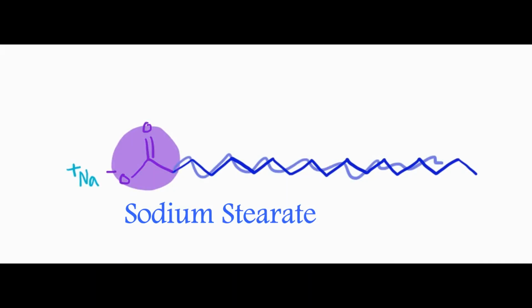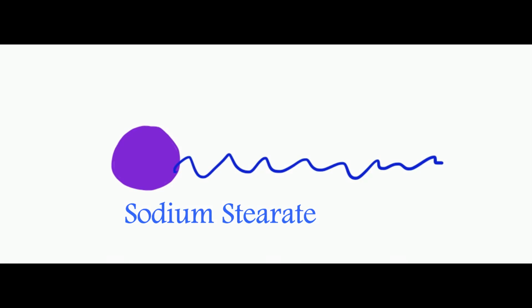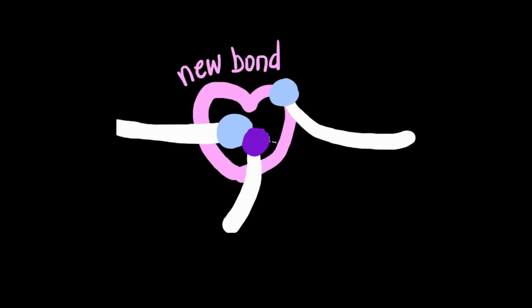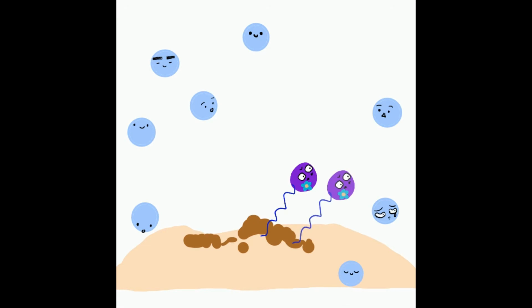Sodium stearate is a surfactant due to its amphiphilicity and its ability to reduce the surface tension of water. Its hydrophilic head can form bonds with water molecules, disrupting the hydrogen bonds between the water molecules, therefore weakening the surface tension. Sodium stearate is introduced into water containing dirt.